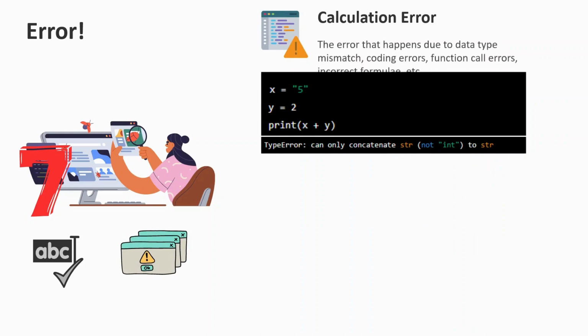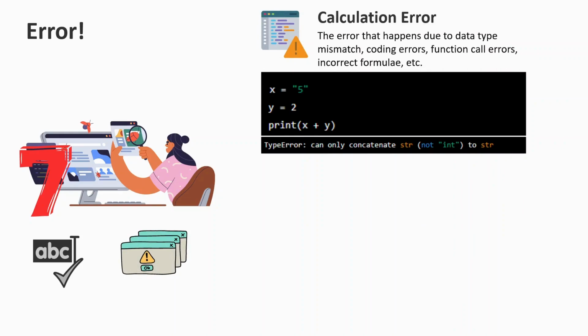Calculation error. The error that happens due to data type mismatch, coding errors, function call errors, incorrect formulas, etc. are called the calculation error. In the example given below, the variable x stores a string 5 and y stores an integer value 2. We directly use the operator plus between a string and an integer and hence an error is thrown, that is type error. We can rectify this error by using the code print int(x) plus y.